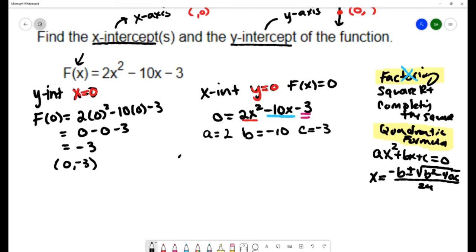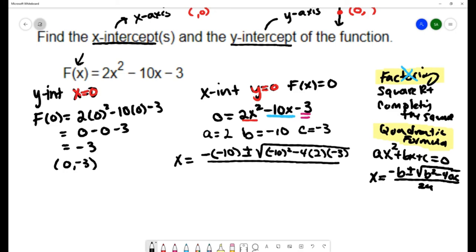So we're going to get x equals negative. There's a negative in the formula, and b is negative. So that's negative 10 plus or minus the square root of negative 10 squared minus 4 times a, which is 2, times c, which is negative 3, all over 2 times a, and a is 2.